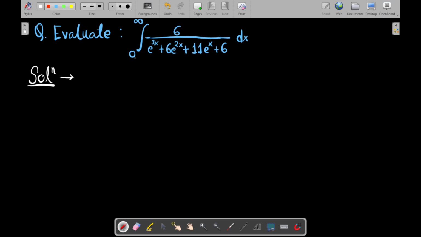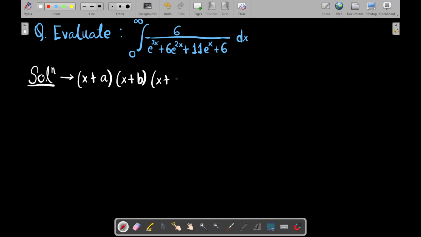So first of all, in the denominator I want to use one formula for factorization. We know the middle term of two factors, x plus a into x plus b, is x square plus (a plus b) times x plus ab.